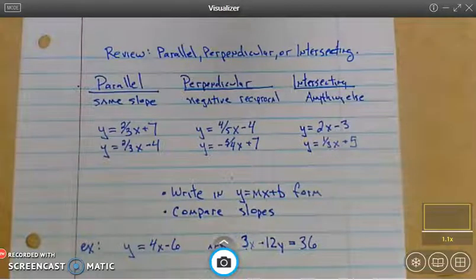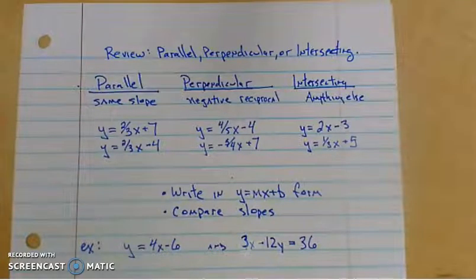Okay guys, so today we're going to continue reviewing parallel and perpendicular lines. Yesterday we talked about slope. So today I just want to quickly talk about what the equations of those lines are going to look like.